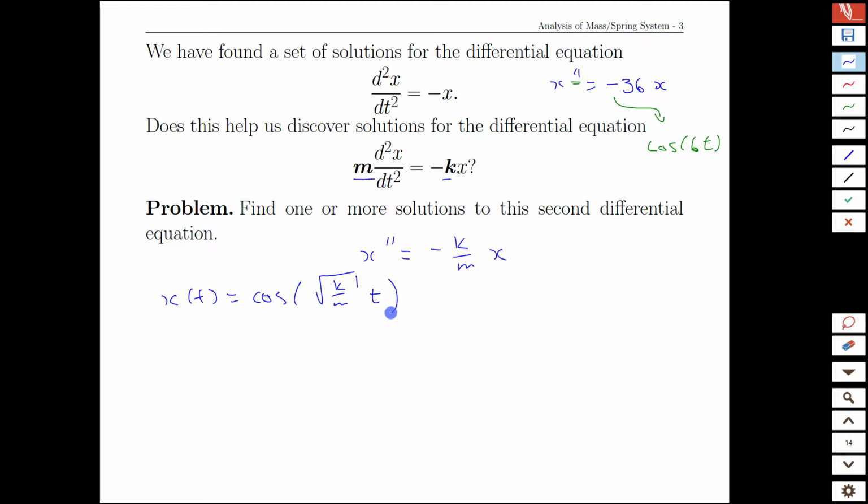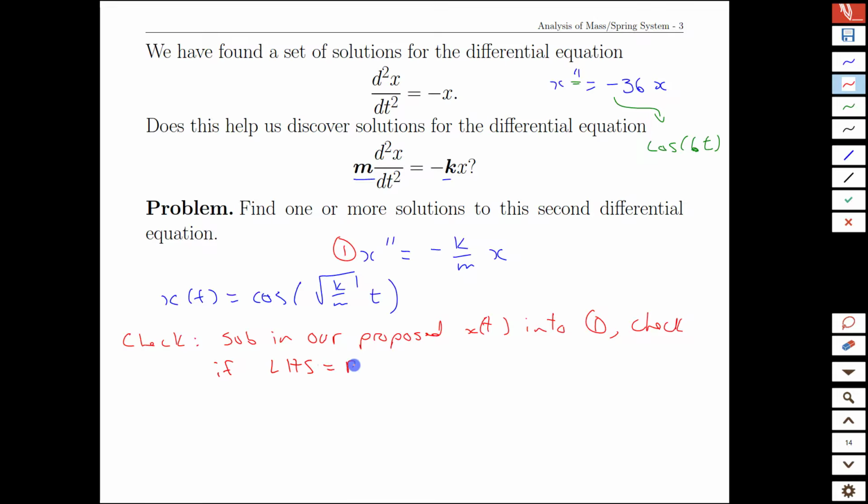Oh, okay, that's a lovely inspired guess, but it's not a guess. It's actually built on previous structure. But how do we know it's true? How do we know it's true? We check it. How do we check it? We sub in our proposed x of t into the equation, and we check if the left-hand side equals the right-hand side.